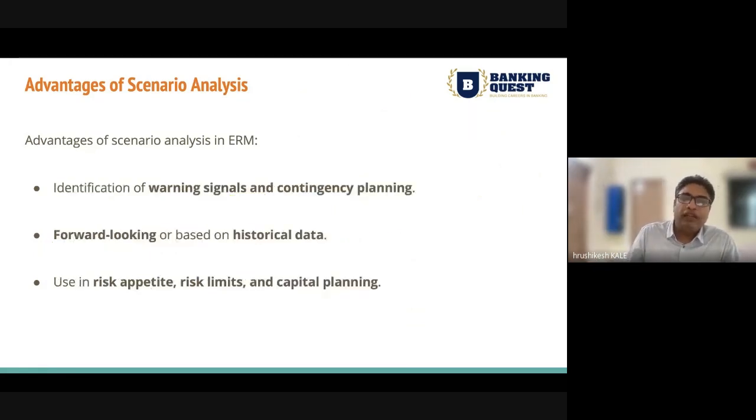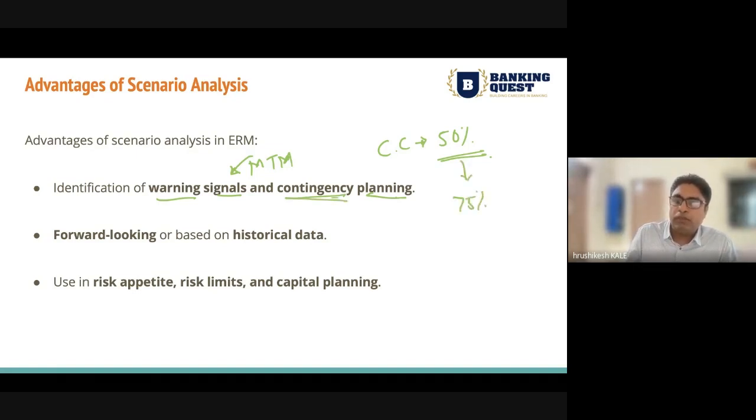Identification of warning signals and contingency planning. If your mark to market is increasing, that is a warning signal. If people are using more than 50% of their credit card limit, that is a warning sign. And then you must have a contingency plan that if he starts using more than 75% of his limit, start looking for him and reduce his limit.